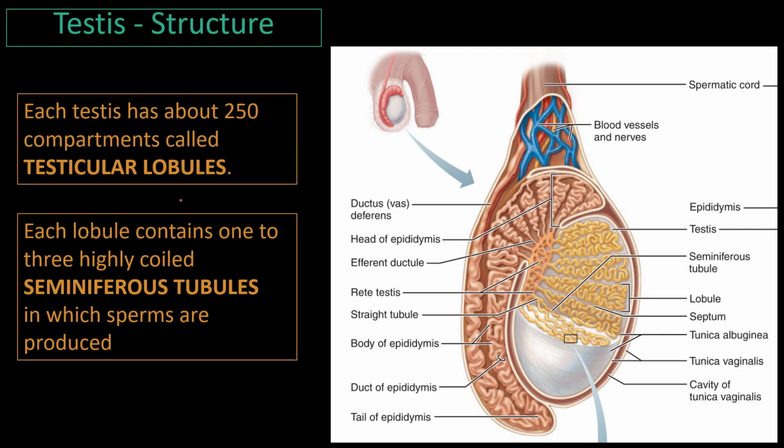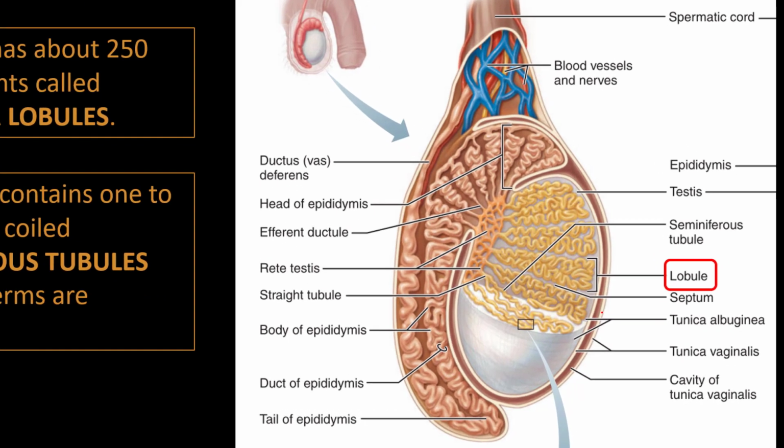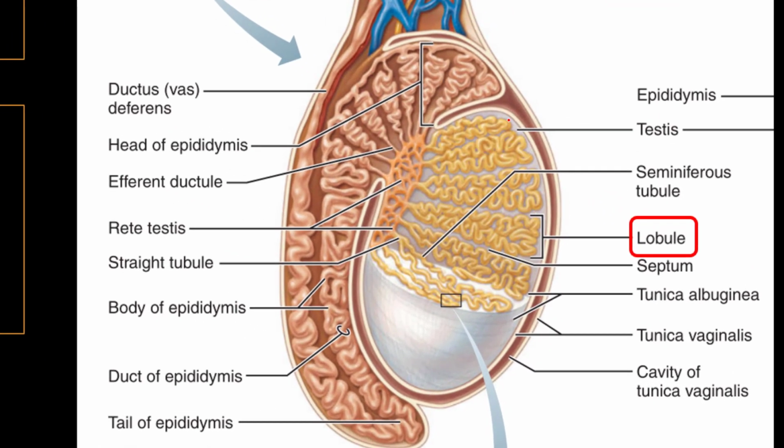So here you can see this particular structure is the testicular lobule. As you can see, there are a number of these testicular lobules. How many are there? Per each testis there are around 250 and odd compartments, called testicular lobules. The second structure I was talking about is that in each testicular lobule there are going to be 1 to 3 highly coiled seminiferous tubules.